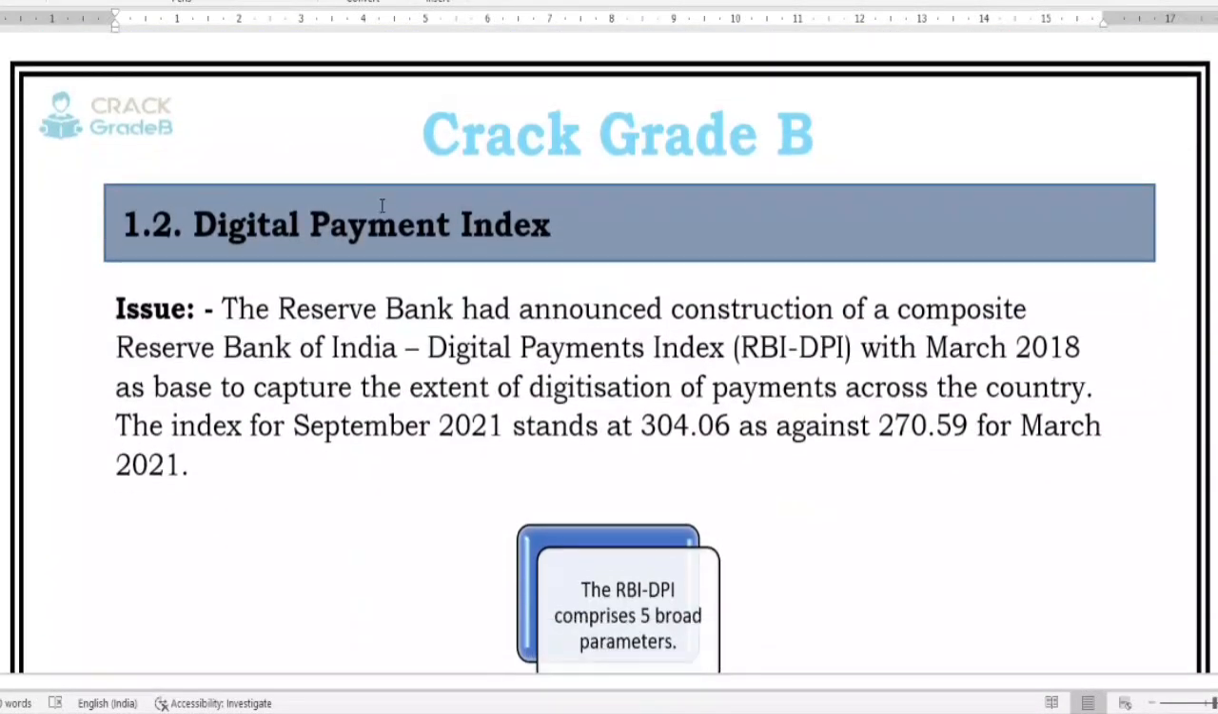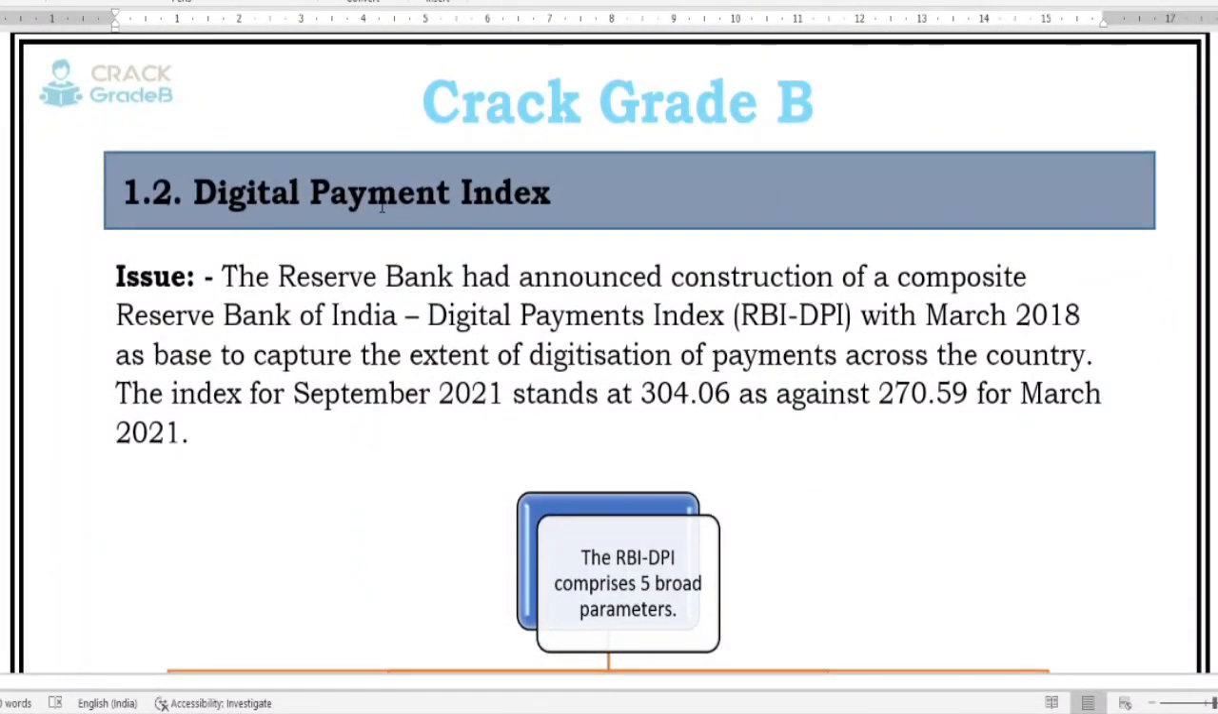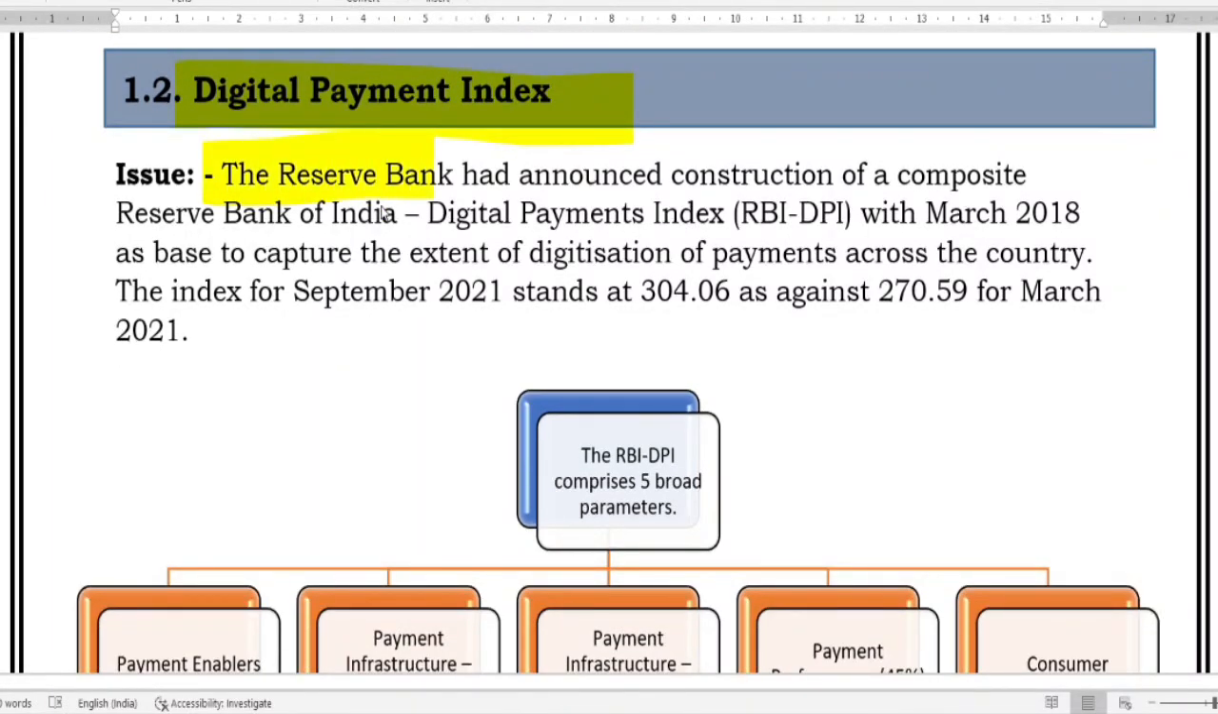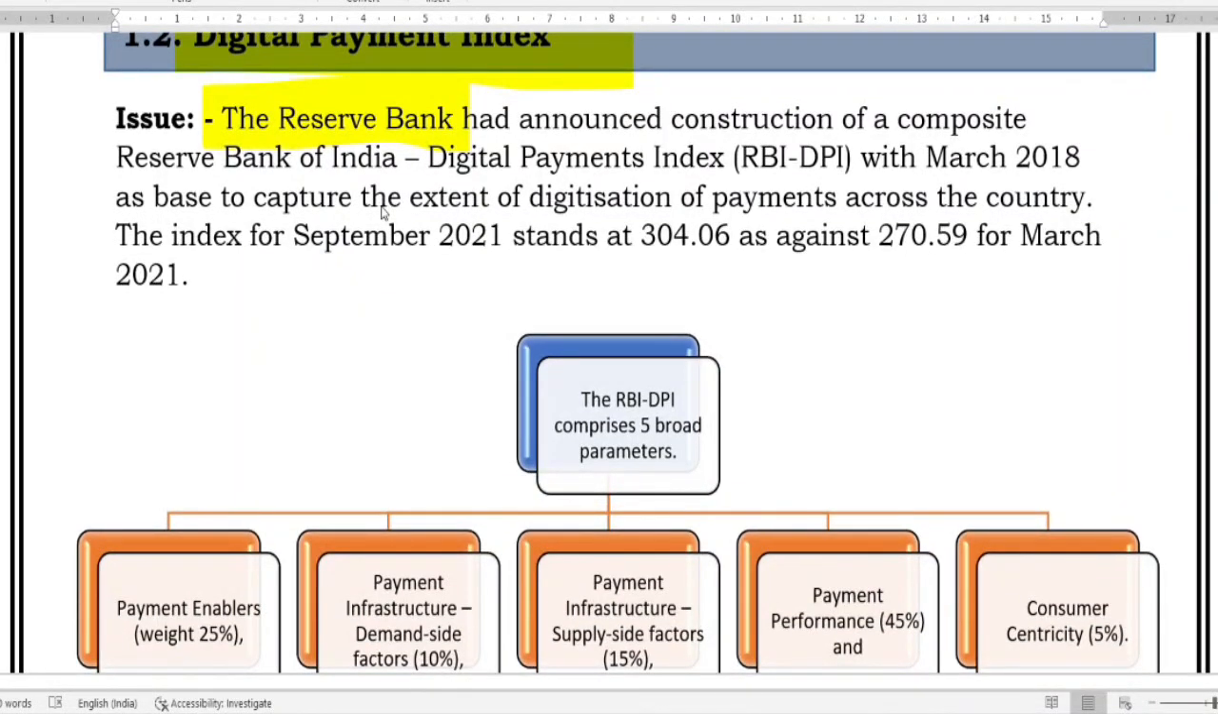Let's move forward with the next piece of news, which is very, very important. That is the digital payment index. Who has issued it? The Reserve Bank of India has announced the construction of a composite RBI Digital Payment Index. In every monetary policy, we have seen that RBI has been telling again and again that they will come out with the digital payment index very soon.